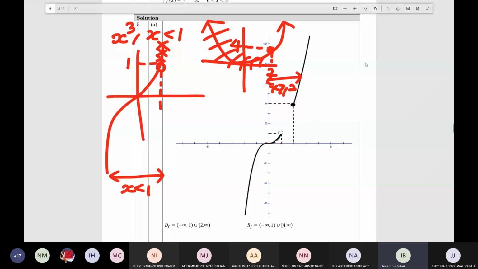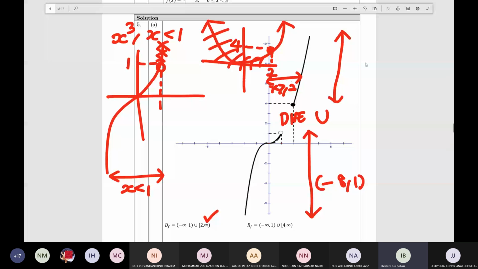Okay, you check the domain of the function. From the left here, negative infinity to 1, union 2 to the positive infinity. Okay. And the range of the function, bottom up. Start from here. Ini saya tunjukkan saja. Negative infinity to 1. And then between 1 and 4 here, the graph does not exist. So here you put the union. And then the second interval here starts at 4 to the positive infinity. Okay, question A settle.